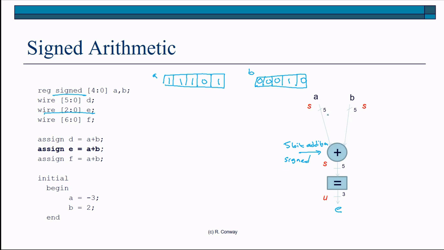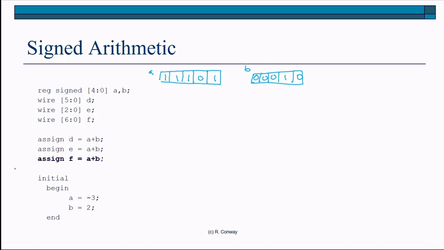We don't require sign extension in this example, as the operands are the same size as that specified by the addition, 5-bit. We can quickly work through the calculation. These are our input values. The values are added to produce this value, and that's the output of the addition. And E in this case is a 3-bit wire, so the lower 3 bits are assigned to E, and we lose the upper 2 bits.